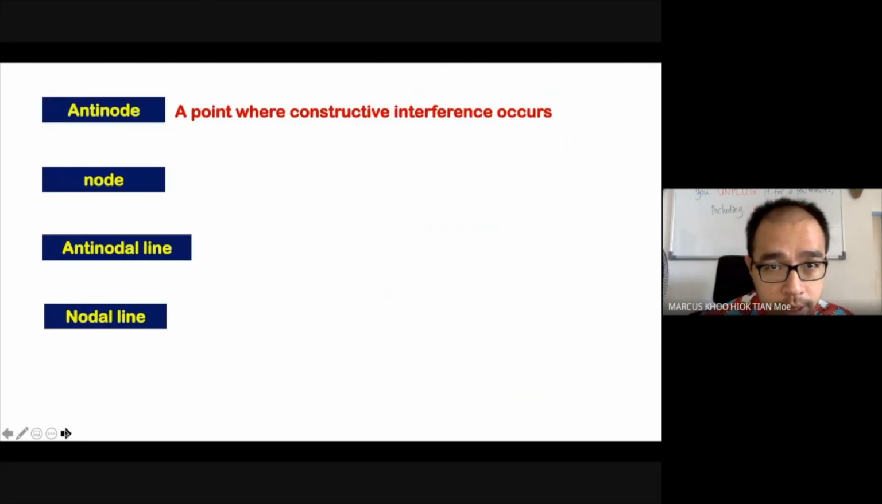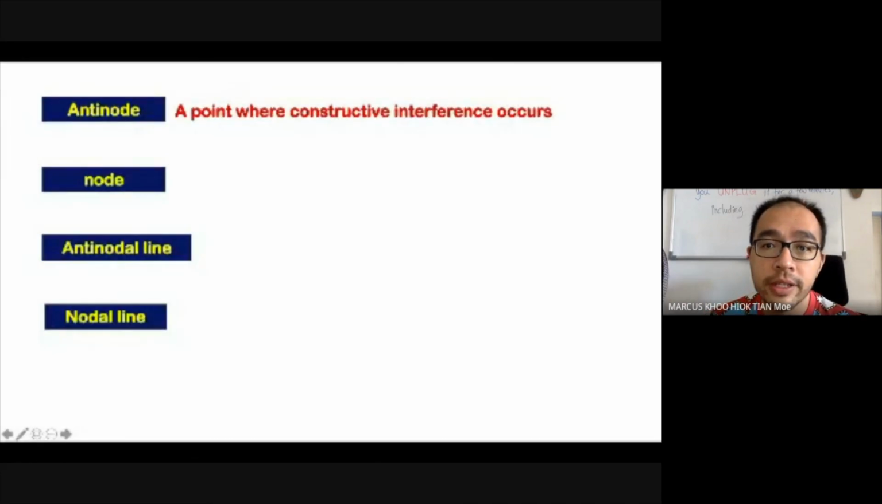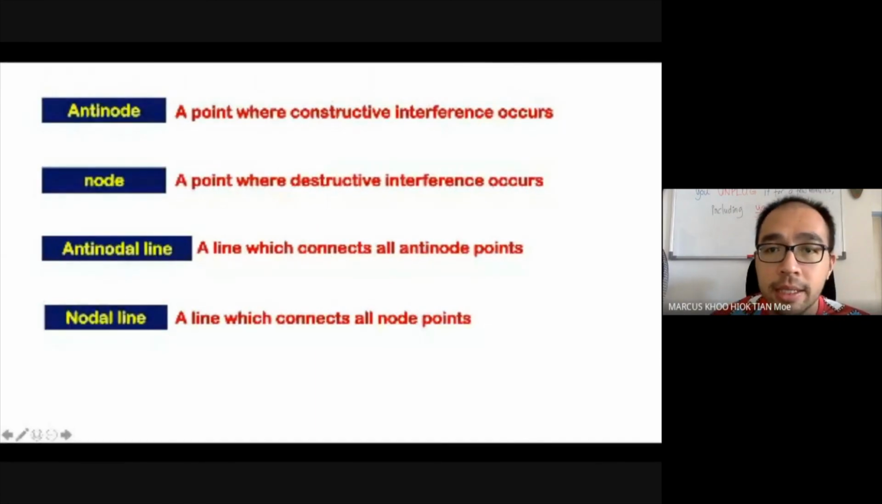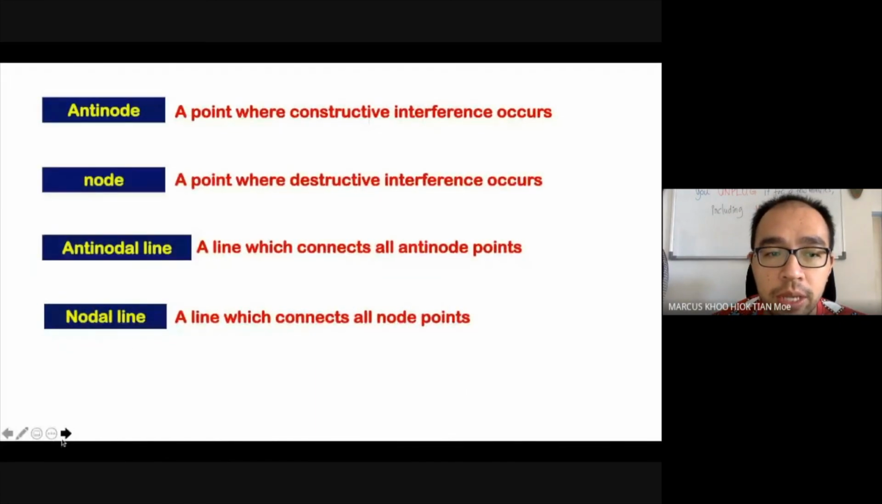An antinode is a point where constructive interference occurs. A node is a point where destructive interference occurs. An antinodal line is a line that connects all antinode points, and a nodal line is a line that connects all node points. All these are actually in the textbook. It is briefly mentioned in this slide too, so I'm sure you can copy this down.